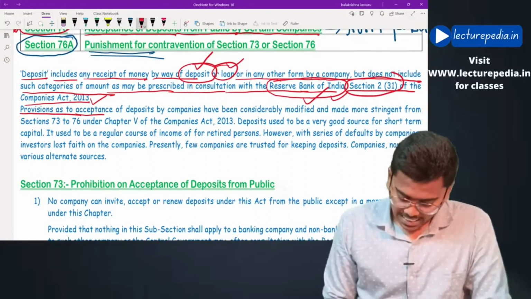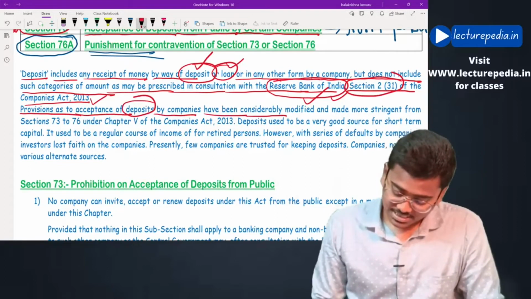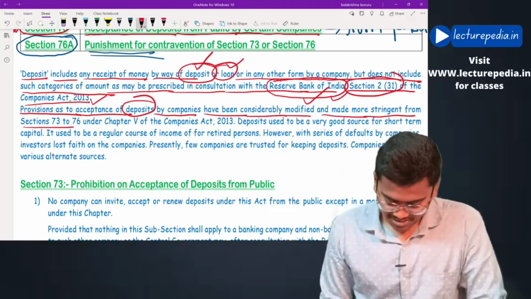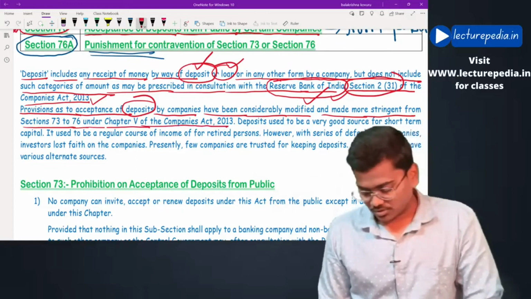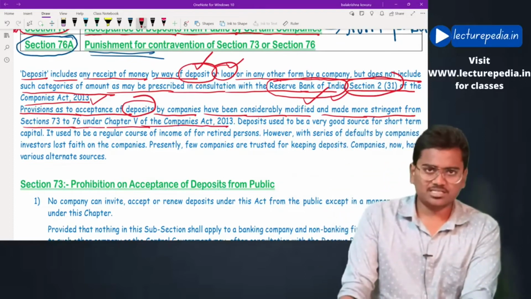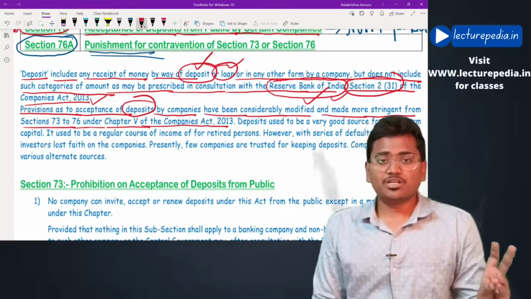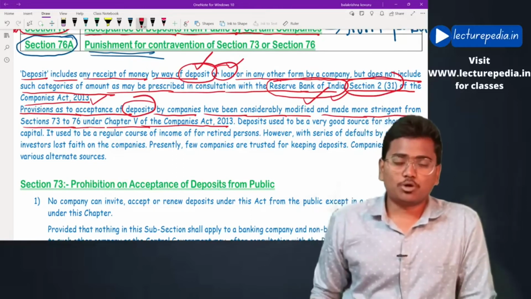Provisions as to acceptance of deposits by companies have been considerably modified and made more stringent, from section 73 to 76 under chapter 5 of the Companies Act 2013. Basically these provisions, section number 73 to 76, will be present under chapter 5 under the name acceptance of deposits by companies.